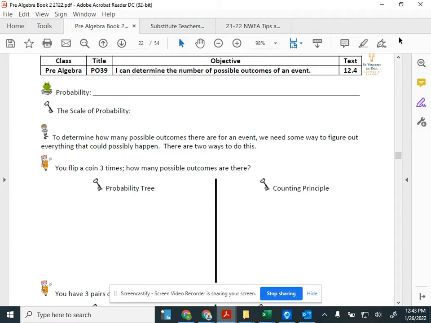This Friday is not going to be a retake day. We're doing something different with probability on Friday. So just know that next week I should have things available for doing retakes for Unit 6.